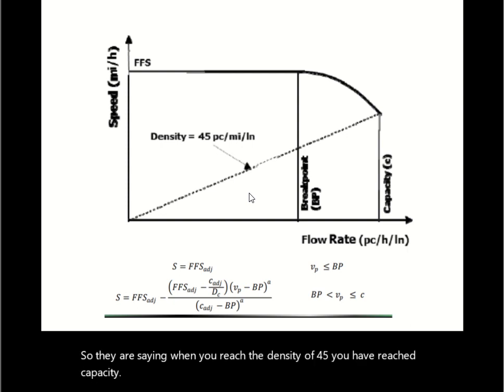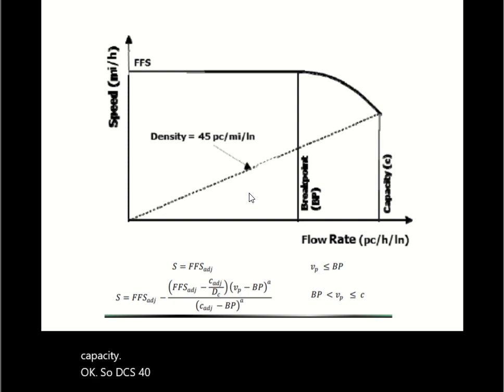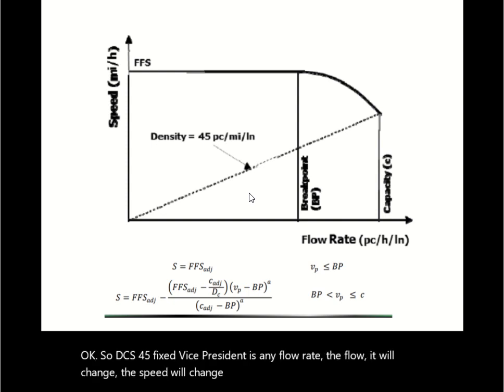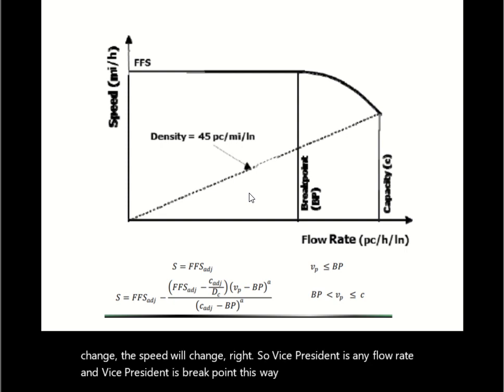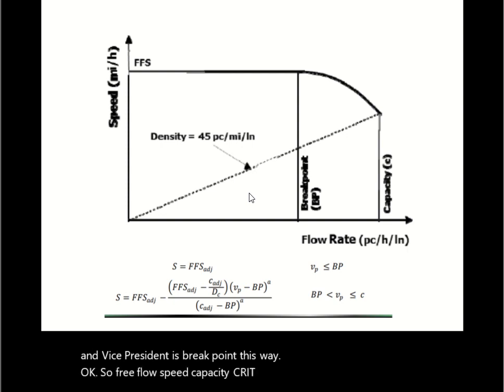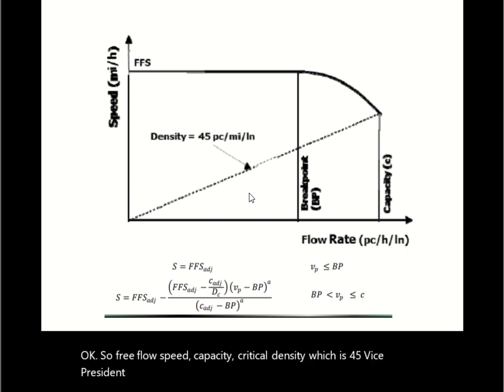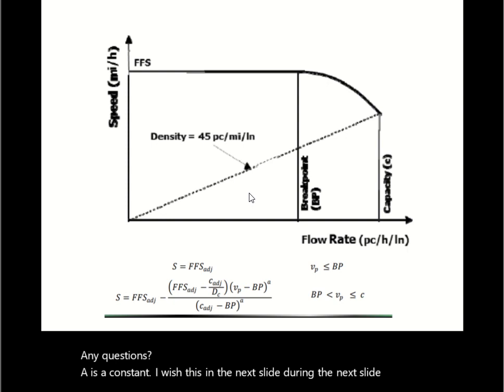So DC is 45, fixed. VP is any flow rate. The flow rate will change, the speed will change, right? And BP is breakpoint, this value. So free flow speed, capacity, critical density which is 45, VP the flow rate, and BP the breakpoint. Clear? Any questions? What is A? A is a constant. It's given in the next slide.